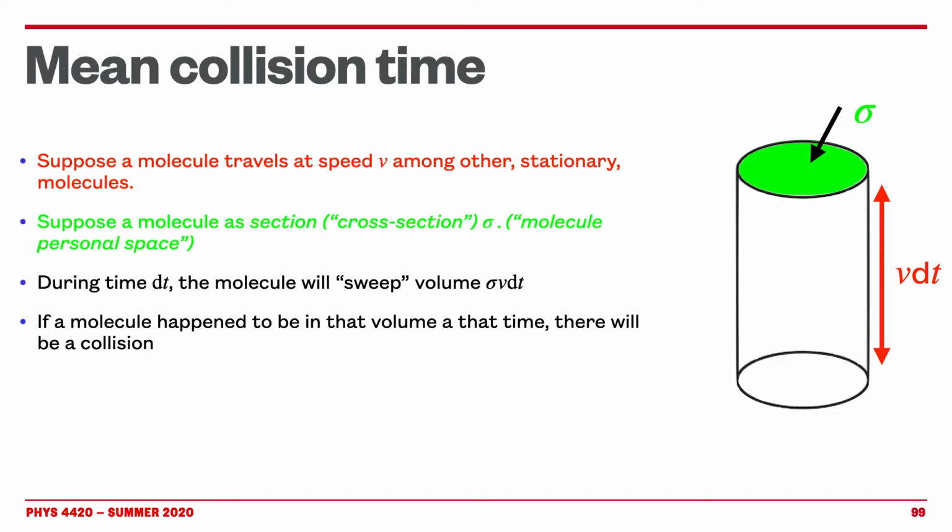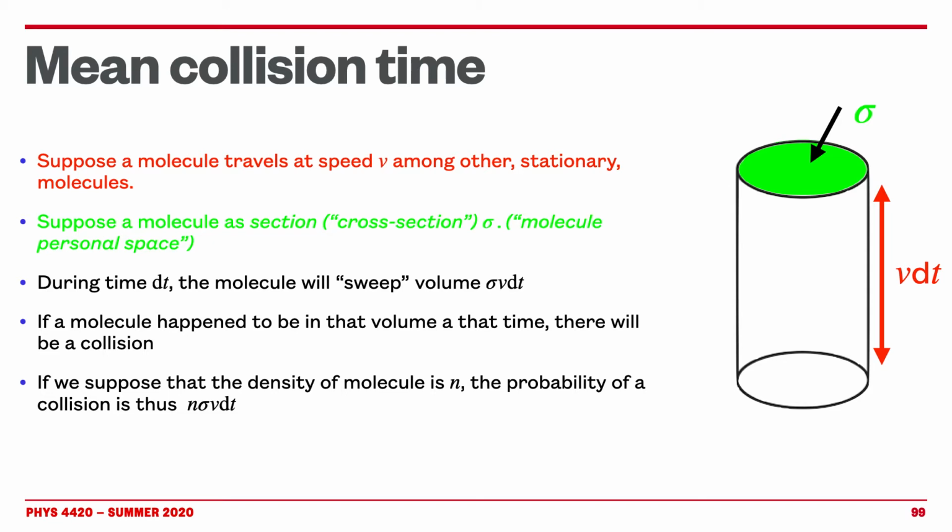Okay, all right. So if I have a density of molecule, which is n, which is the number of molecule per unit volume, then the total probability of a collision is going to be n sigma v dt. Okay, n sigma v dt. Sigma v dt is the volume that I have, the cylindrical volume that I showed on the right, and n is the number of molecule per volume.